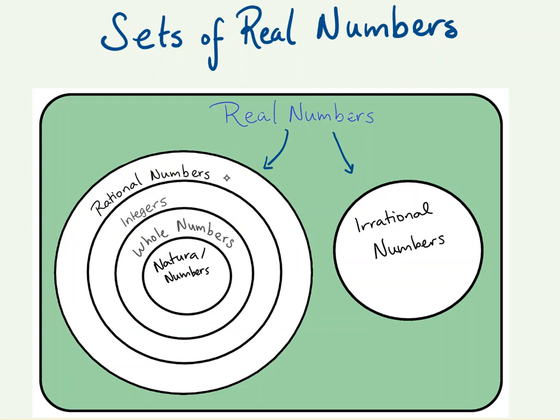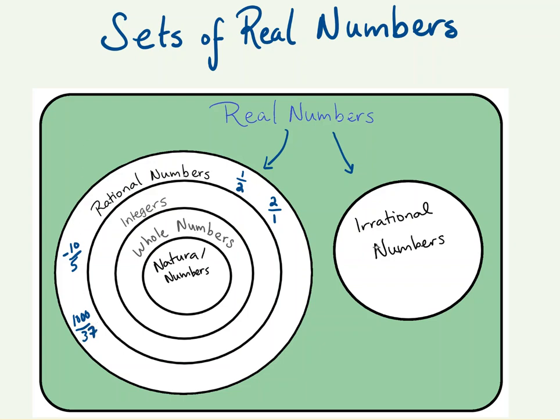Now, rational numbers are any number that can be expressed as a fraction of integers. So, for instance, 1/2, a fraction of integers. You could even have 2/1, -10/5, 1,000/37, any fraction of integers.